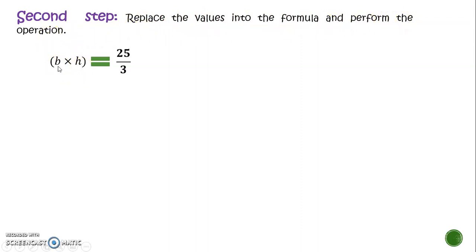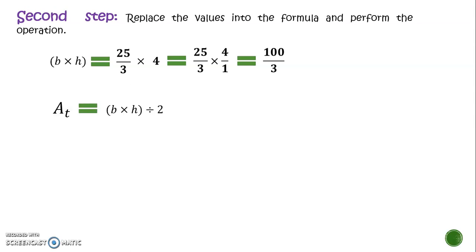So the second step is to replace the values into the formula and perform the operation. We already know that the base is 25 over 3, that is our improper fraction. We're going to multiply that by the height, that is 4. Remember that this is the multiplication of a fraction times a whole number, so we have to turn the whole number into a fraction. So we're going to have 25 over 3 times 4 over 1. As usual, the multiplication of fractions is just numerator times numerator and denominator times denominator. So we have 25 times 4, that is 100, and 3 times 1, that is 3. So we got 100 over 3.